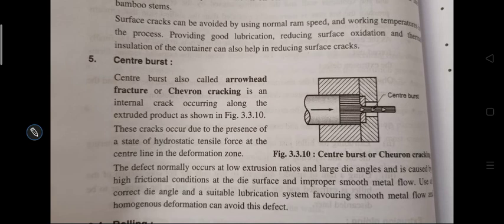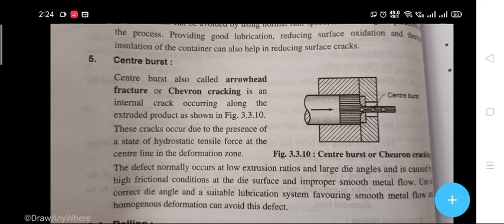What is the center burst defect? In the center burst defect, the diagram shows the center burst. This one is the center burst. The center burst defect is also called arrowhead fracture or chevron cracking, which is an internal crack occurring along the extruded product.